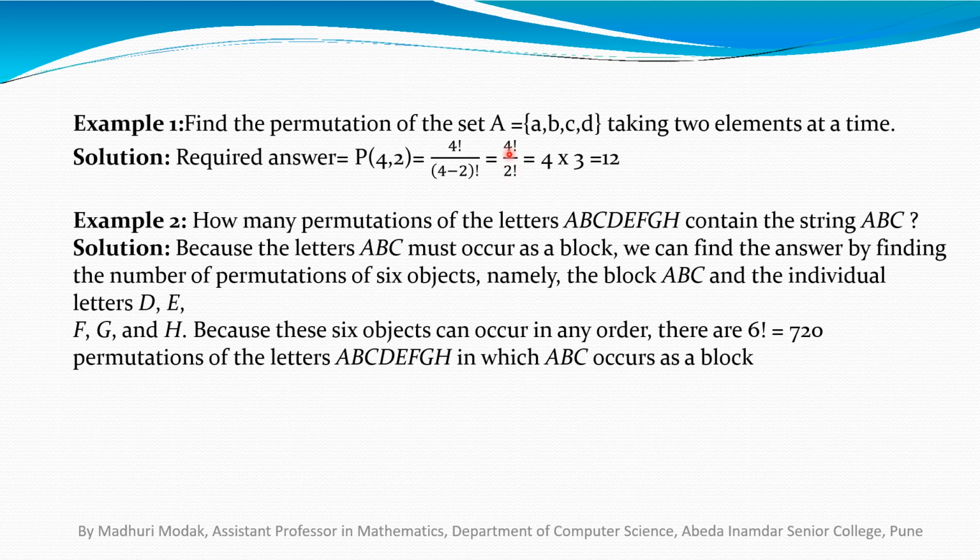Now 4 factorial is actually 4 into 3 into 2 into 1. And this is 2 into 1, so we can cancel 2 into 1. So it is simply 4 into 3, that is 12.